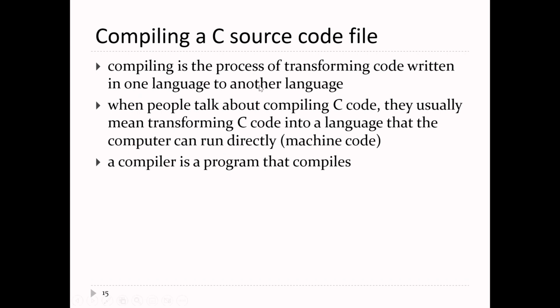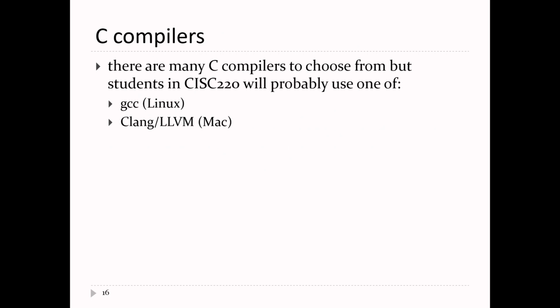Compiling is the process of transforming code written in one language and turning it into another language. Normally when people talk about compiling, they mean taking source code and turning it into something that the computer can run natively. So when you're talking about compiling C code, usually we're talking about transforming C code into what's called machine code. That's the code that your CPU can actually run natively. A compiler is simply a program that compiles. So you're also going to need a compiler in this course.